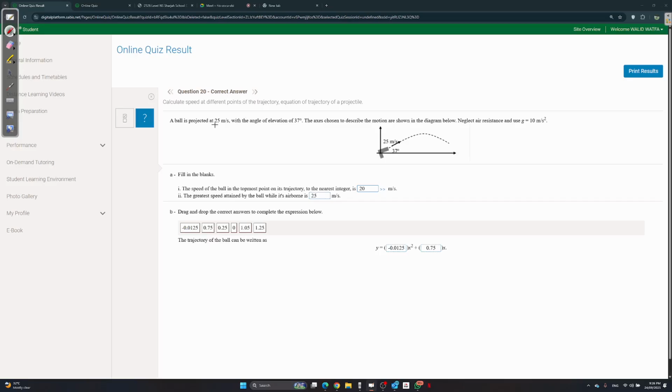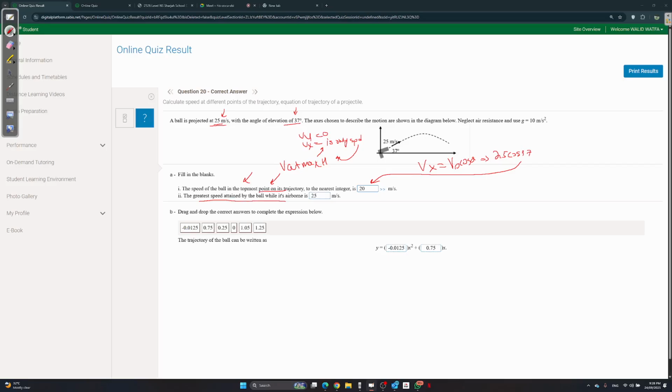A ball is projected at 25 meters per second with an angle of 37 degrees. Speed of the ball at the topmost point: you need to know what velocity you have at maximum height only. Vy is 0. Vx is the only speed at max height. And what's Vx? Vx is equal to V naught cos theta. So it's going to be 25 cos 37, which is 20.